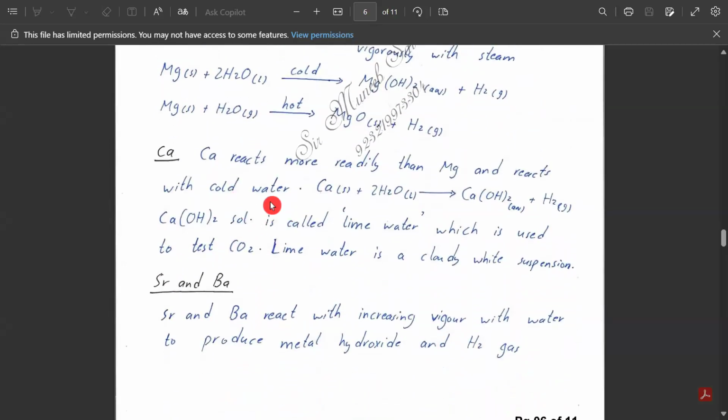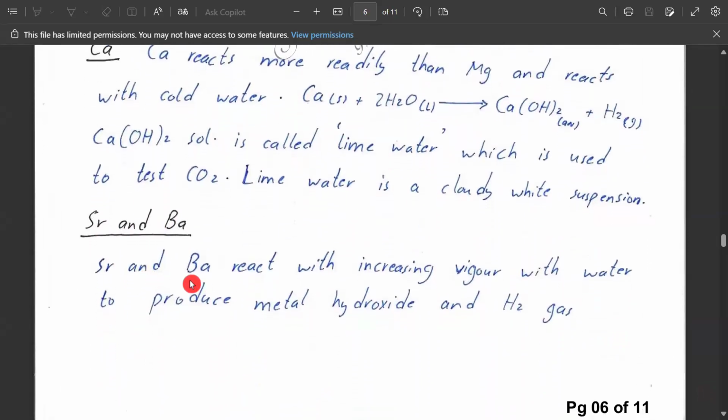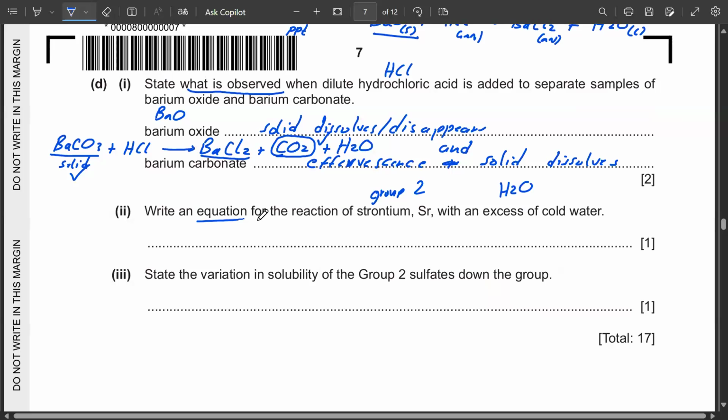But since reactivity increases down the group, the elements below magnesium will all produce hydroxide. They do not produce oxide, they only produce the hydroxide. So strontium and barium both have the similar property. They both produce a metal hydroxide. So we need to give the same answer here by providing the equation. Strontium reaction with water will produce strontium hydroxide, and we have to add the hydrogen gas as well. So hydrogen gas is also produced along with that, and then balance the equation by putting 2 over here. So the metal reaction with water produces hydroxide plus hydrogen gas.